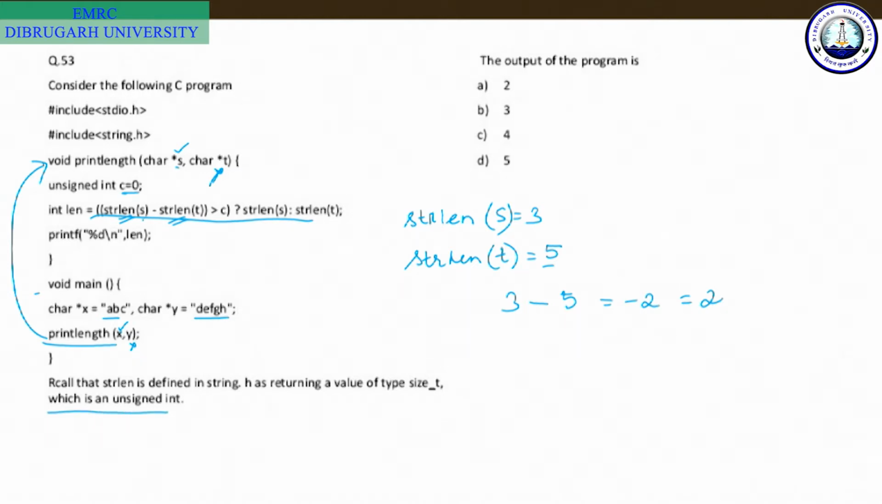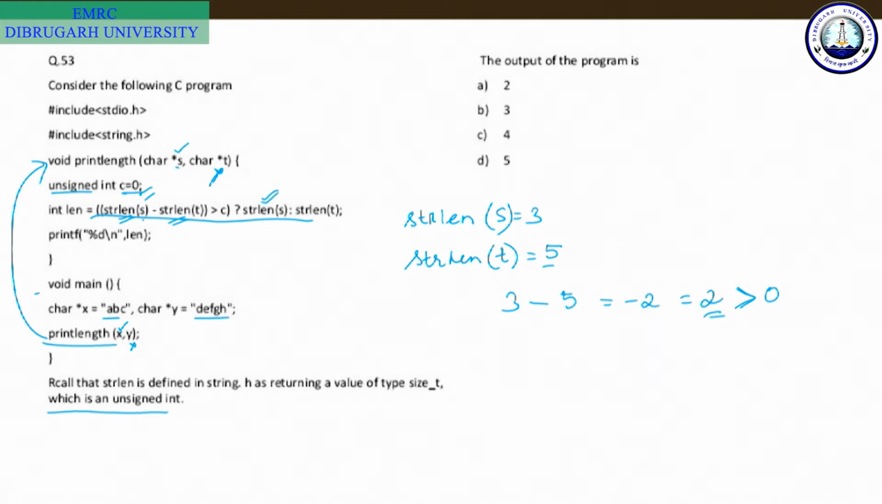unsigned, which means whether it is a positive number or a negative number, the plus or minus does not matter, only the value matters. So it is your 2. So what does it mean? 2 greater than C. What is your C? C is 0, right. It is declared here. So your condition is fulfilled.